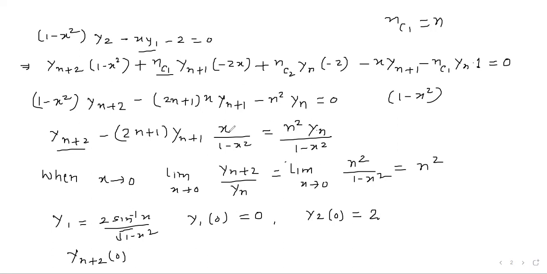So here if we put x equal to 0, this term will become 0. So we will get n square yn equal to n square yn 0. Now we can put the values of n like n equal to 1, n equal to 2. Suppose we write n equal to 1. So this will become y30. So y30, we can take this on next page.